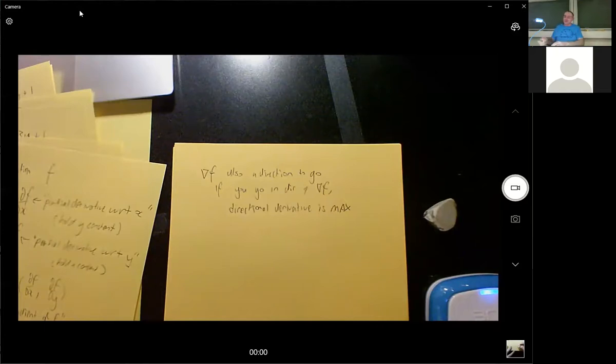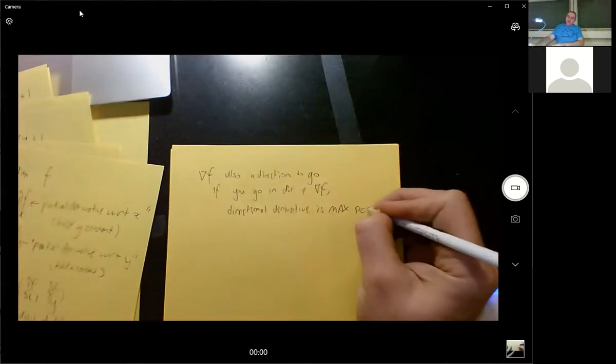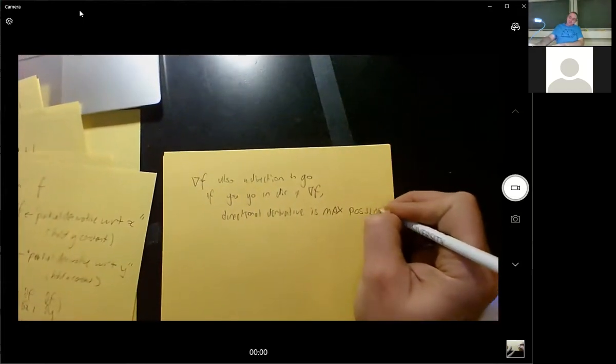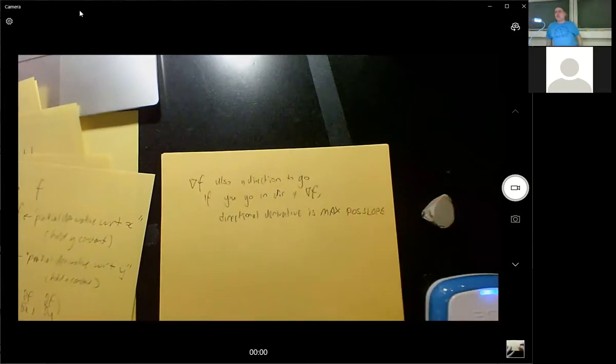Yeah. So is that a saddle point? No, I'm not up to that yet. Okay.